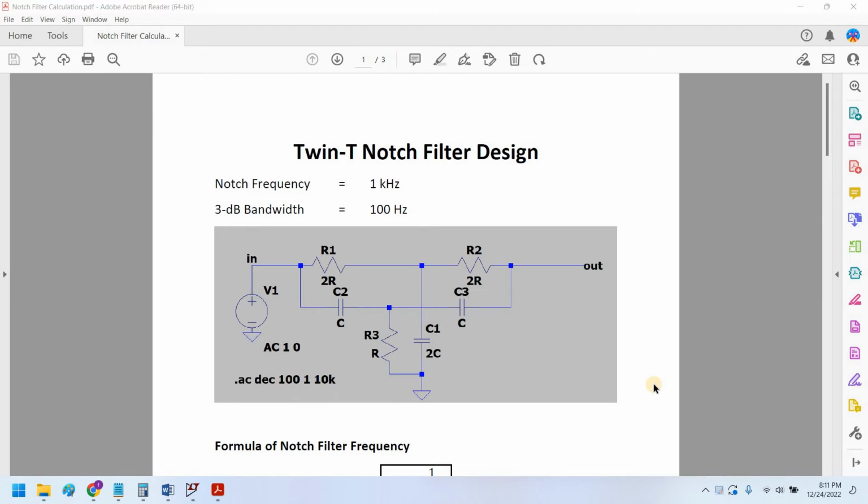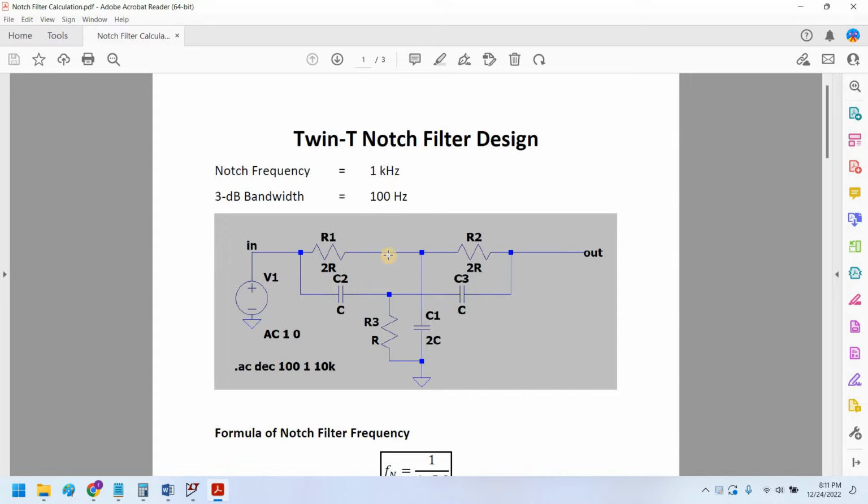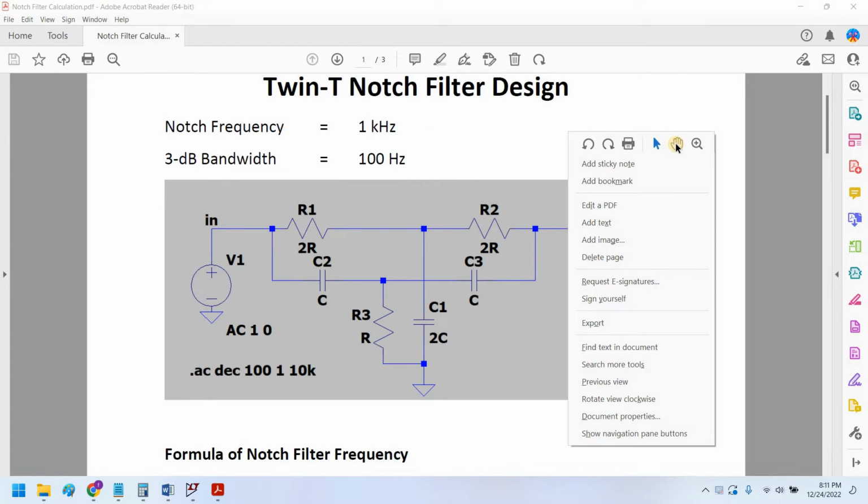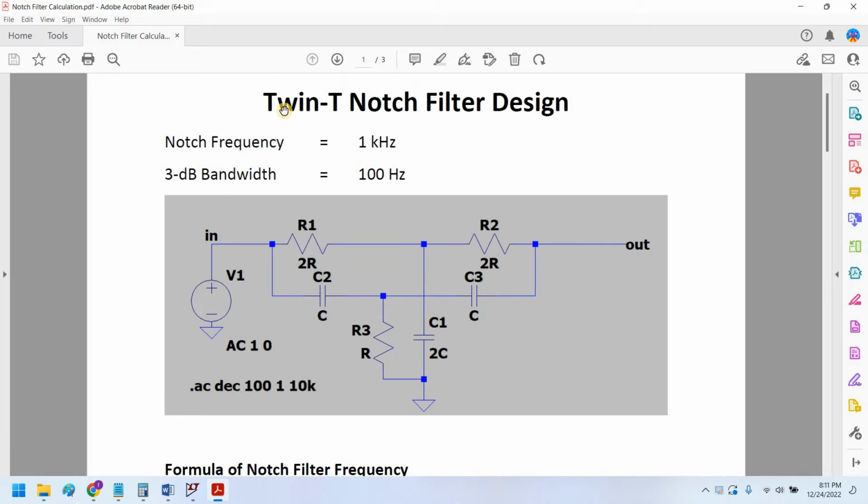Okay, so guys, I have already calculated the notch filter design for you, so you can easily see which formulas are being used in the notch filter design. The configuration of the notch filter is something like this. As you can see here, we have two T configurations, that is why it is known as twin-T. This R1 and this R2 and this capacitor C.